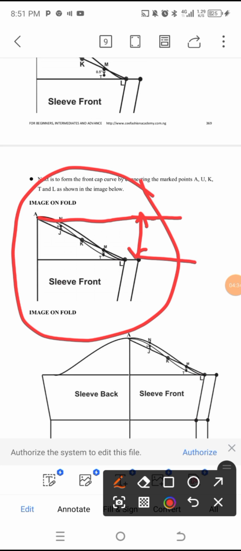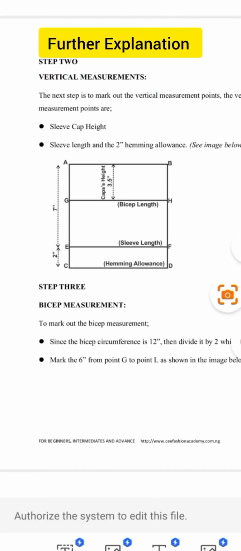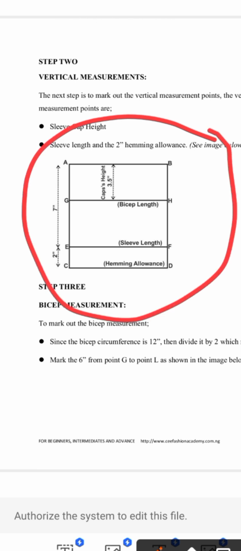So let's progress, guys. Now look at this, guys. This is a pattern paper placed. Do you understand? We have already marked the vertical measurement. Now look at this one. This is the beginning part of the vertical measurement. Are you seeing it? So this second line you are seeing here is the sleeve cap height. The distance from this A to G is the sleeve cap height. We need it. It's one of the vertical measurement points we need whenever we are drafting our sleeve.